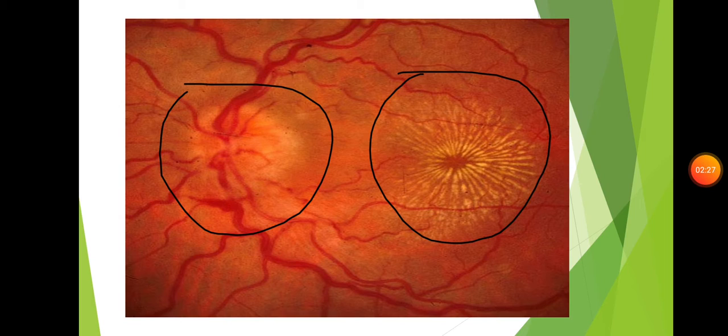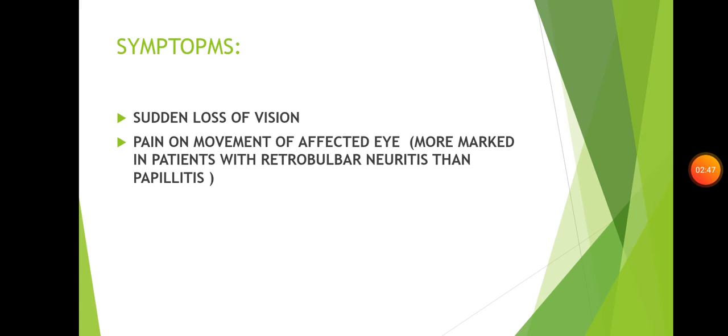On fundus examination, you can see swelling of the optic disc with blurring of the margin and hyperemia of the optic disc present. It's a condition that is seen in papillitis as well. So the characteristic sign in neuroretinitis is the macular star that helps to differentiate papillitis and neuroretinitis.